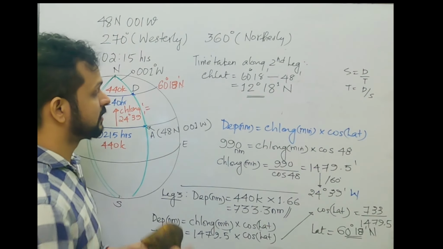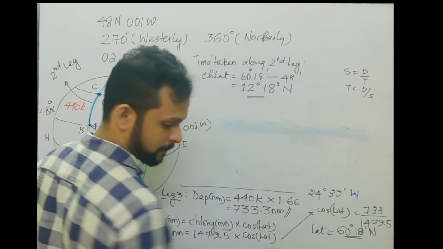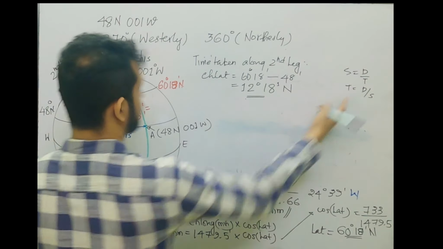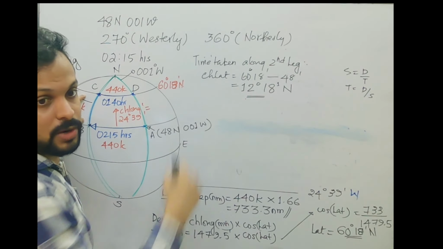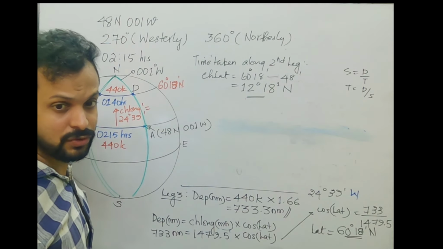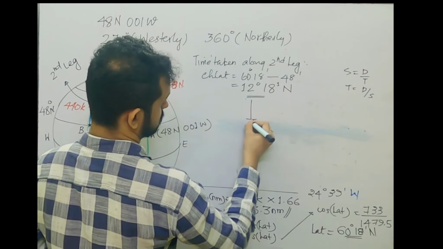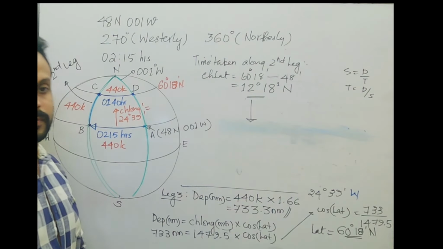Now, how will I find the distance? I have to find the distance here. I have just found the chilat only. I want the distance here, and then I will divide distance by ground speed to get the time. So how will I find this distance given I have the chilat? Think. I have the chilat.